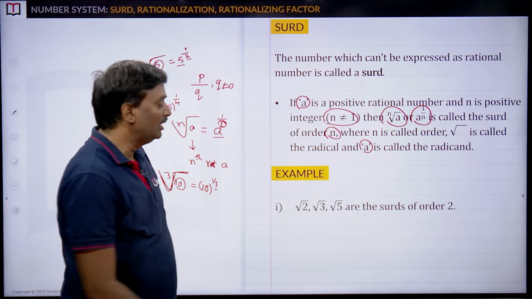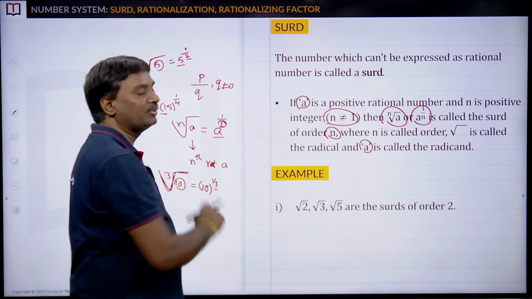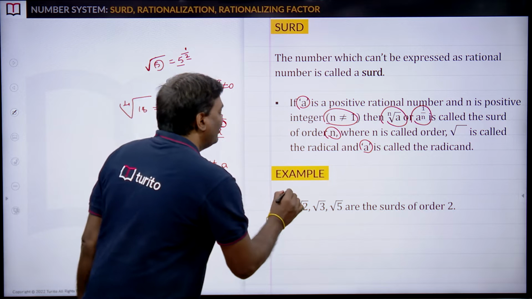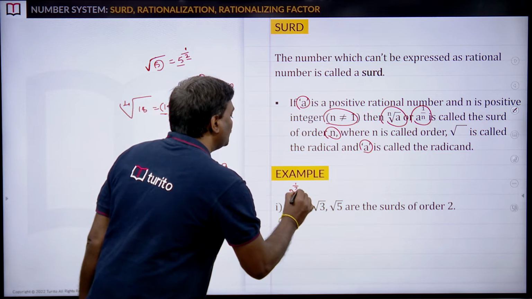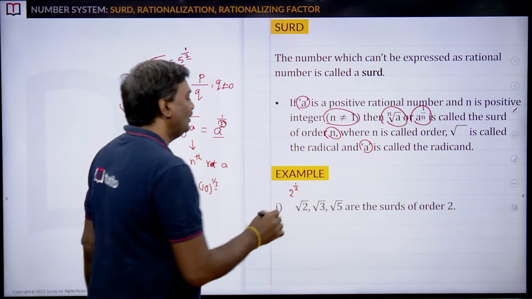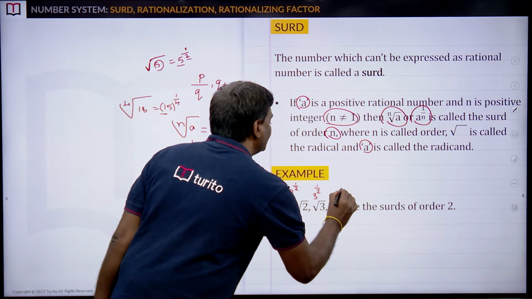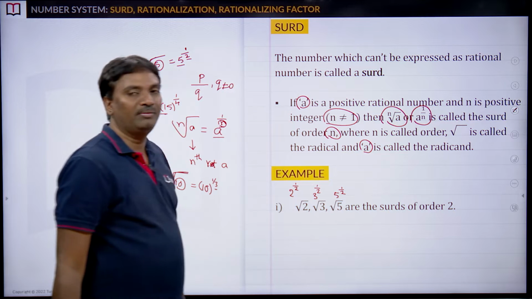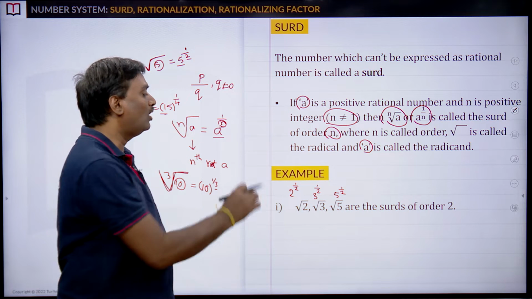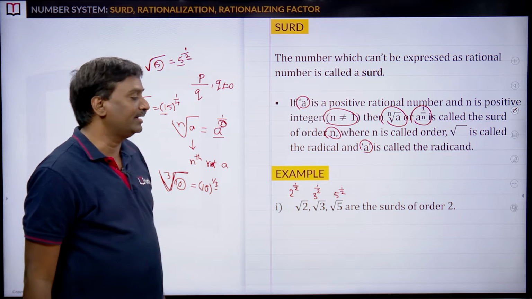of order 2. Root 2 can be written as 2 power 1 by 2. Similarly, how can we write root 3? 3 power 1 by 2. Root 5 can be written as 5 power 1 by 2. Clearly, in place of n we have 2, that is why all these are known as surds of order 2, or second order surds.